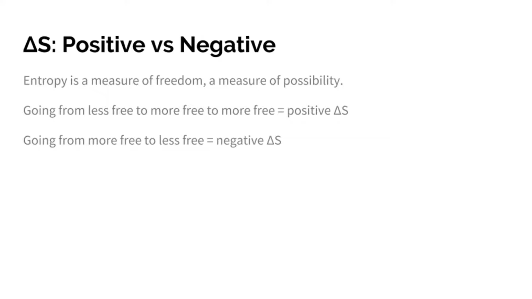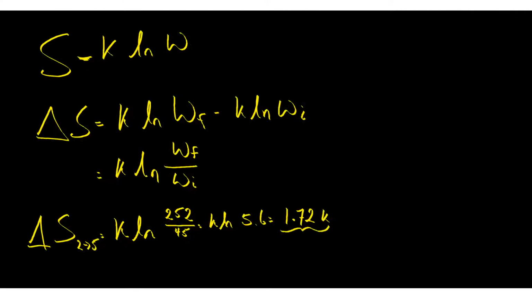For example, let's go back to our particle in a box, or particles in boxes, right? S equals K log W, so delta S equals K log of the final W minus K log of the initial W, okay? The change in the number of possibilities. Thanks to the magic of log, that's K log of the final over the initial. So for example, what's the difference if we add 3 particles if we start with 2? So we go from 2 particles to 5 particles, right?